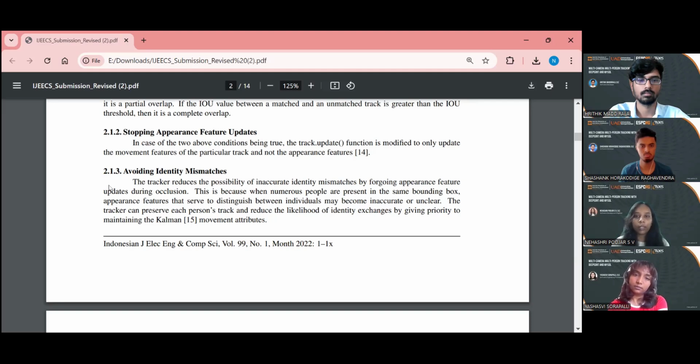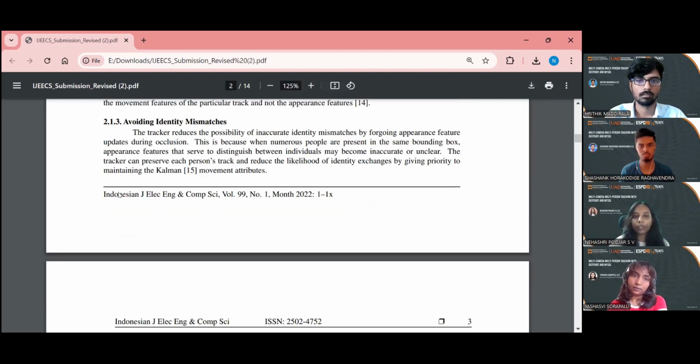This is because when a number of people are present in the same bounding box, the distinguishing feature, that is the appearance feature vector, will become inaccurate and unclear. So the tracker can preserve each person's track by reducing the likelihood of identity exchanges, since we are giving more priority to the Kalman movement attributes.